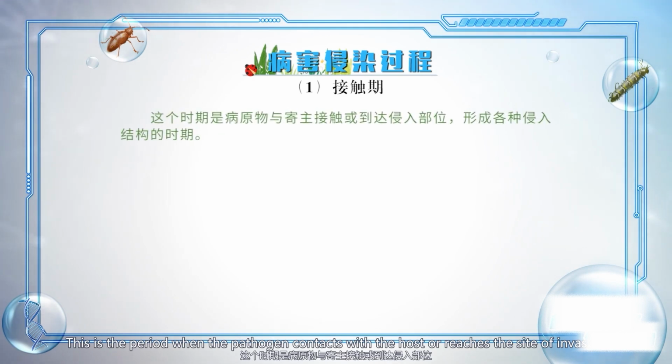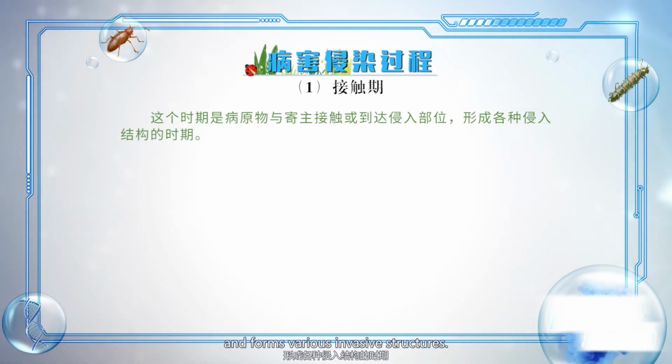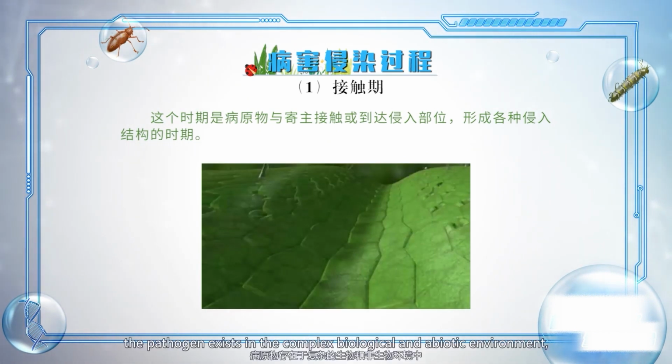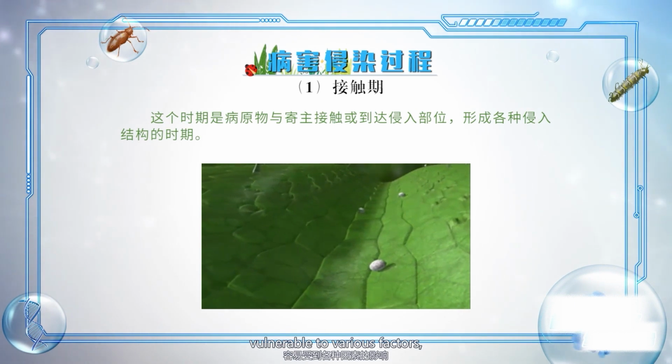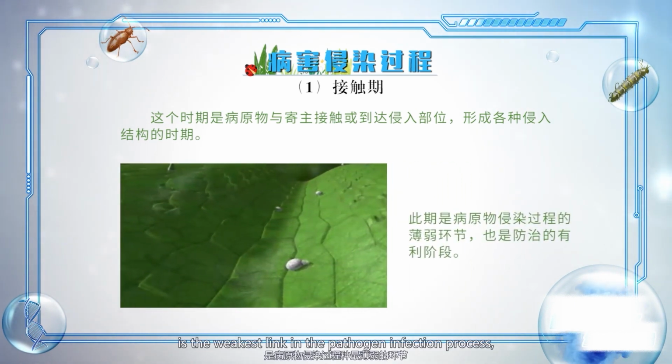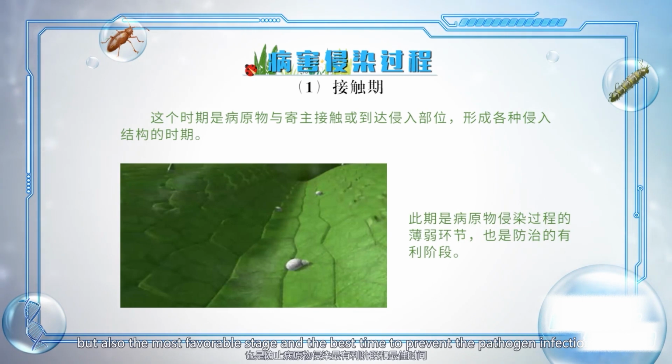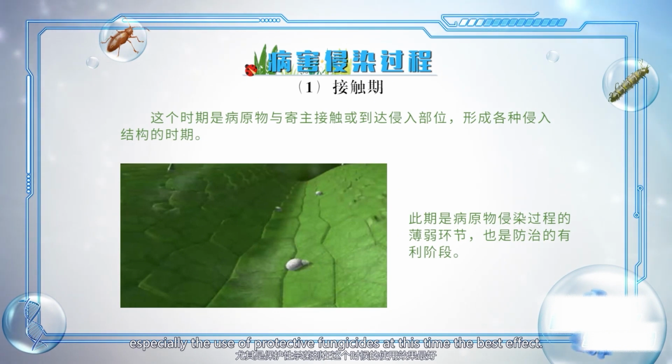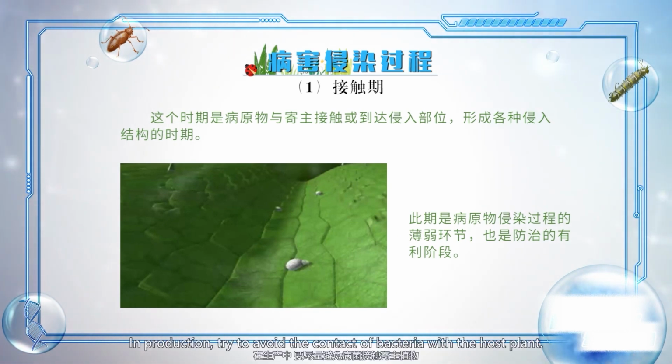This is the period when the pathogen contacts the host or reaches the site of invasion and forms various invasive structures. In the contact period, the pathogen exists in a complex biological and abiotic environment, vulnerable to various factors. It is the weakest link in the pathogen infection process, but also the most favorable stage and the best time to prevent pathogen infection. Especially the use of protective fungicides at this time has the best effect. In production, try to avoid the contact of bacteria with the host plant.